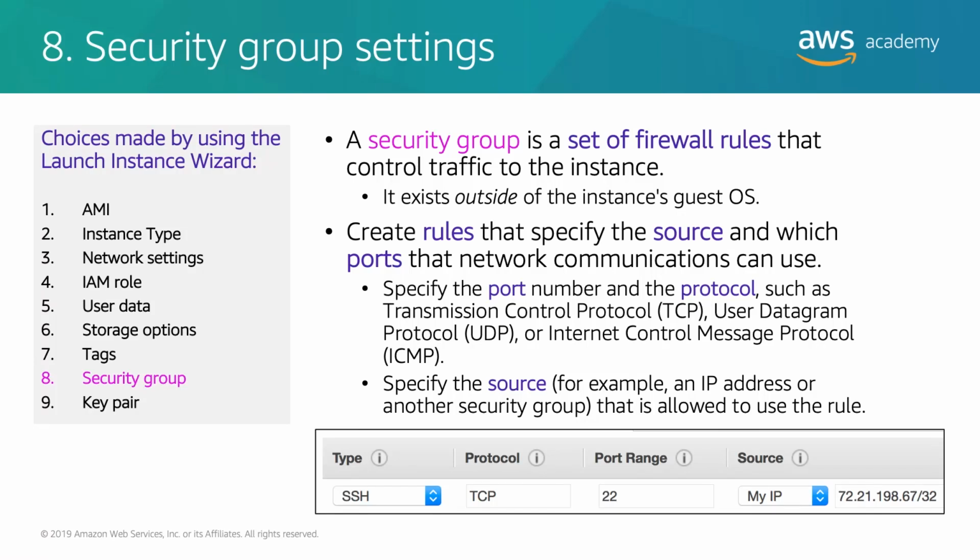The last important choice to make when launching an EC2 instance through the wizard is to specify a key pair. A key pair consists of a public key and a private key. It enables secure connections to an EC2 instance.